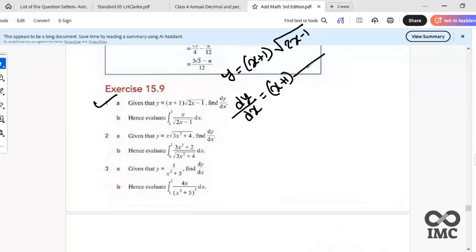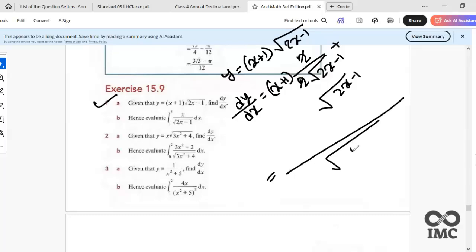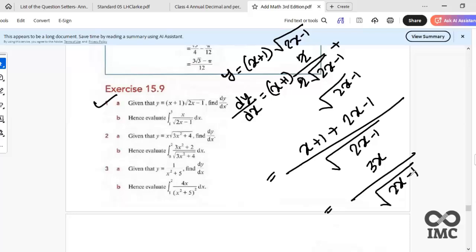Root over (2x minus 1), that means 1 by 2 root over (2x minus 1), again differentiate 2x minus 1, we'll get 2, plus root over (2x minus 1) into d/dx of (x plus 1) will be 1. Okay. Now, after cancelling 2 and 2, we can write root over (2x minus 1) is our LCM. So we can write (x plus 1) plus root over (2x minus 1) into root over (2x minus 1) will be (2x minus 1). Now, 2x plus x will be 3x by root over (2x minus 1).